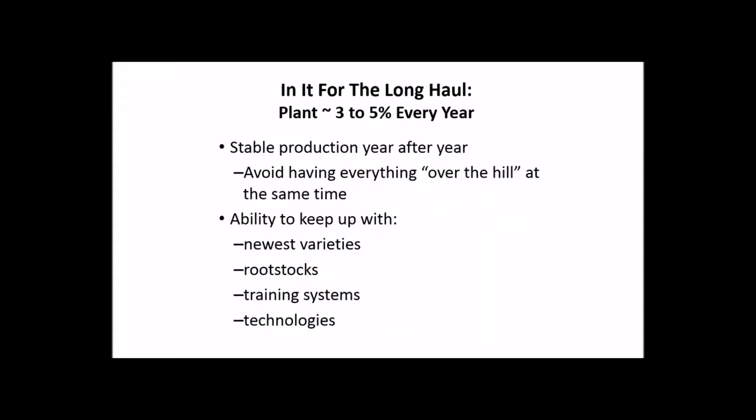A good fruit grower that's in it for the long haul will be constantly planting new fruit trees and vines. In apples, we suggest that we plant about 3 to 5% of our trees every year once we get mature orchards. That way we've got stability. We'll have young trees and middle-aged and older trees all together. We'll not have a lag in production that would come with an orchard where the entire orchard got old. In addition to that, it helps us keep up with new varieties, new rootstocks, new training systems, and new technologies. So a constant replanting program is an essential part of an aggressive fruit production program.